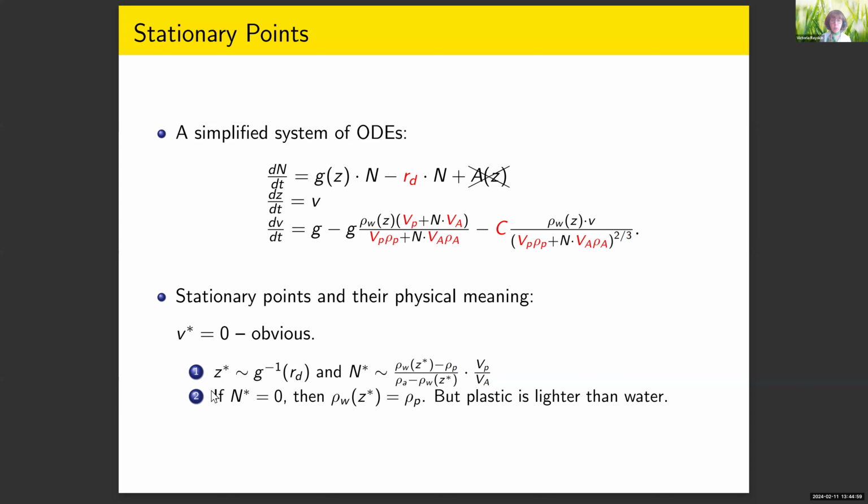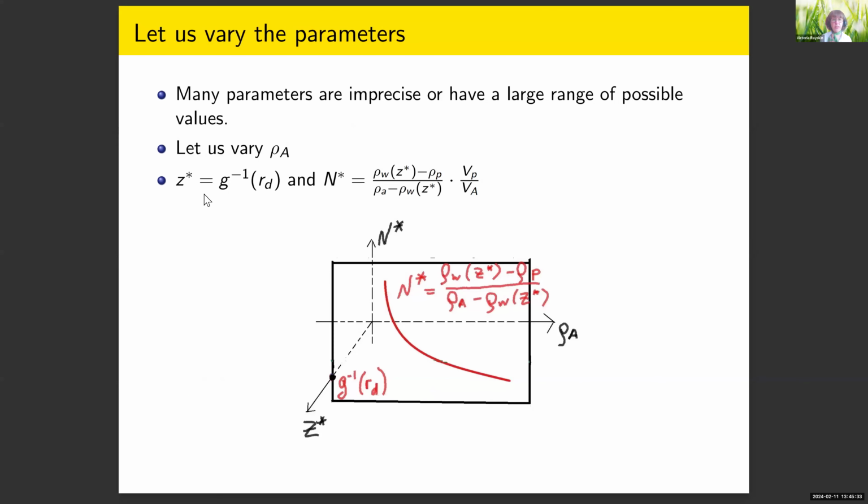There is actually another point. So this is the equation for the first equilibrium point with V equals 0. There is another equilibrium here when n equals 0. But if we set n equals 0, then we will see that the density of water must be the same as the density of a plastic particle. And this is not really possible because plastic is usually lighter than water. So I will not actually consider this equilibrium. Okay, so we found the equation for equilibrium.